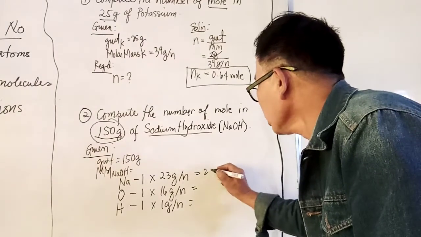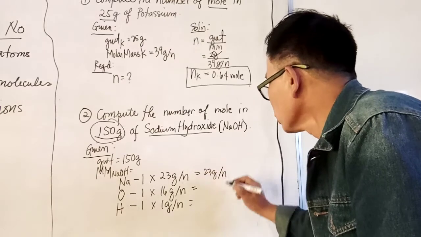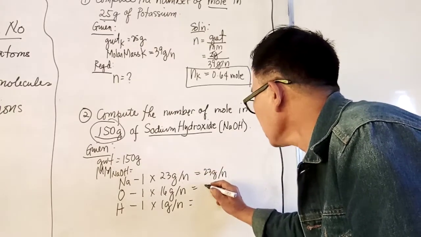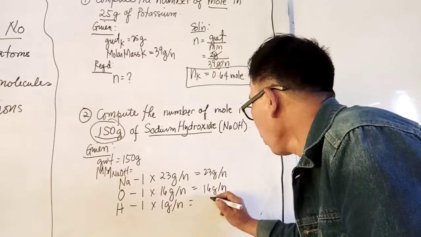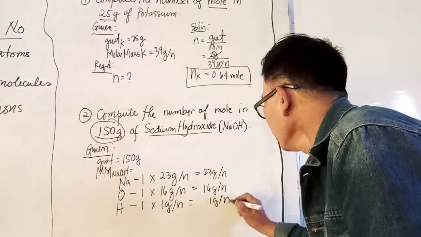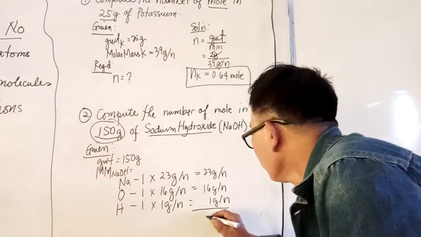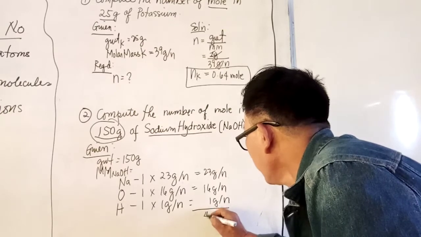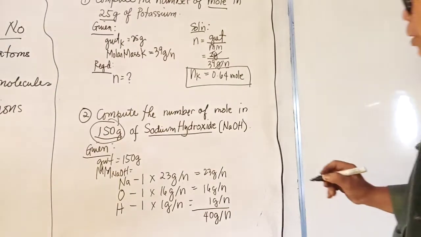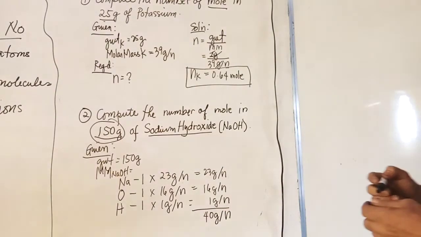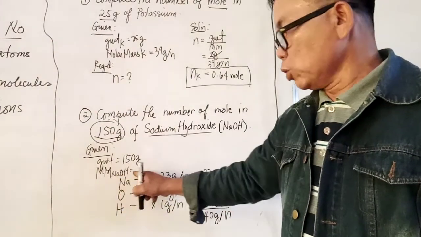You have now 23 grams per mole for sodium, and for oxygen you have 16 grams per mole, and for hydrogen you have 1 gram per mole. And if you get the sum of this, you will arrive at 40 grams per mole. Now, we have already computed the molar mass of sodium hydroxide.